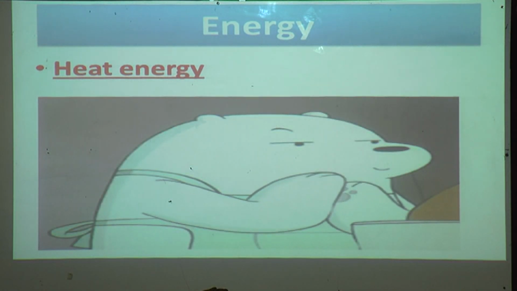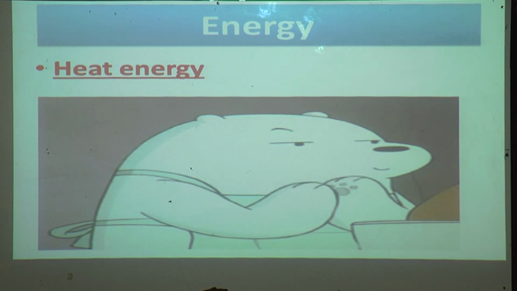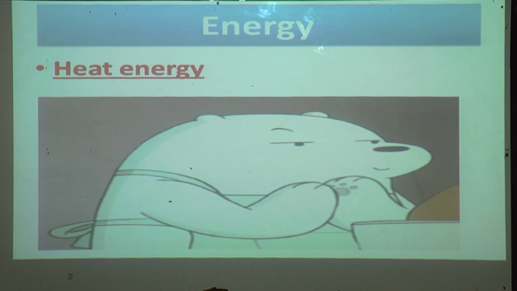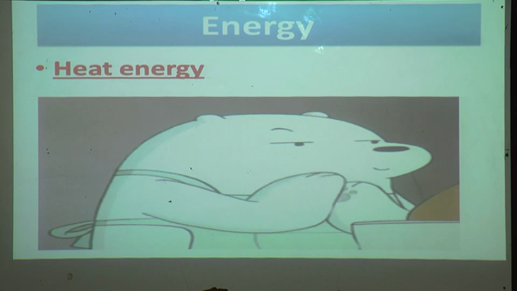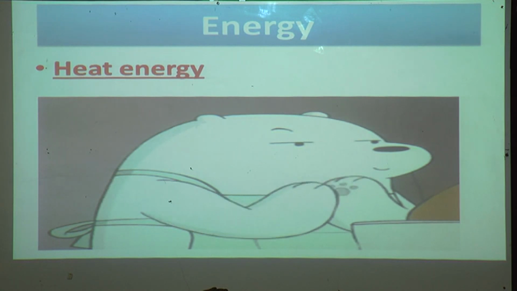You can also produce heat by rubbing hands. When you feel cold, you rub your hands, and you feel you have produced heat energy. You can do this activity and see how it is produced. Because of the friction of two hands, heat energy is produced.